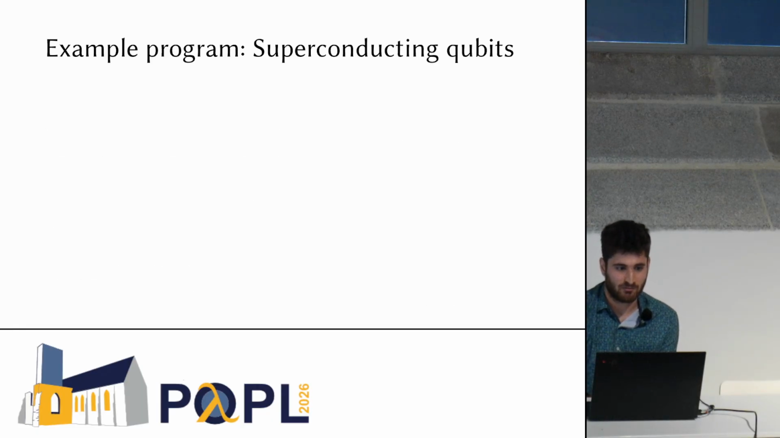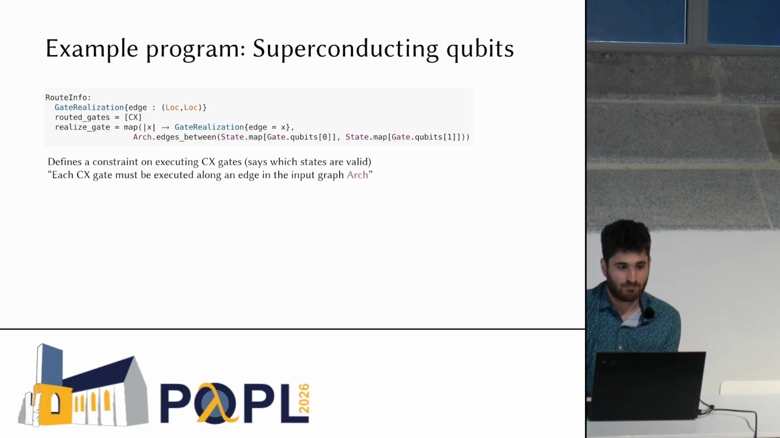So let's look at an example of a program that's written in the Amaro language. We have this block called the route info block. This is the program for the superconducting qubits example, by the way. The route info block is what defines the constraints for executing certain gates. This particular route info block defines a constraint for executing the CX or C0 gate. Another way to think about this, to relate it to the QPU state machine, is that it's saying which of the states are valid. And what this block is saying is that each C0 gate must be executed along an edge that appears in the input graph arch. This is like an implicit argument to the program that is the input graph representing the device.